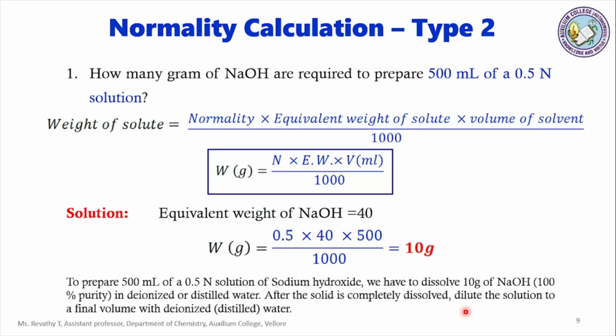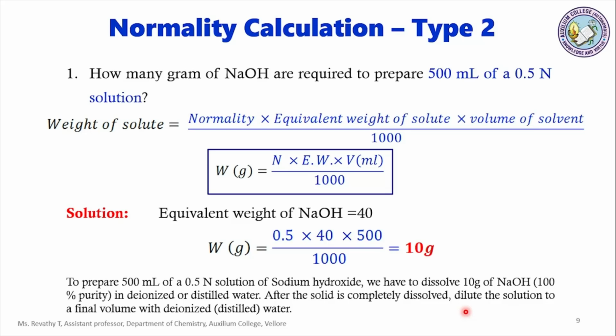In this slide, we are going to solve problems related to type 2, in which normality and volume are known, weight is unknown. The first question is, how many gram of NaOH are required to prepare 500 ml of a 0.5 N solution? We need to find the weight here, and see volume is given in ml again. So we slightly change the formula previously used to get W. So W will now be equal to NVE by 1000.